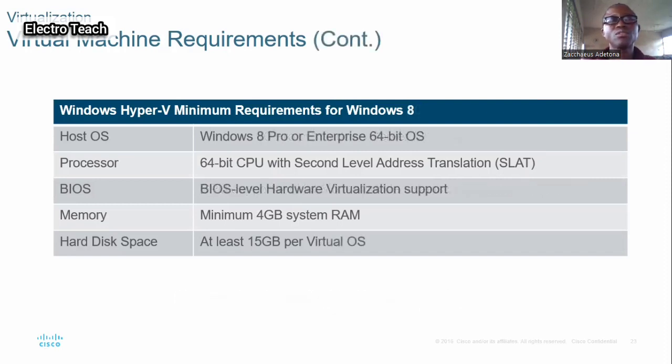Now the next one, virtual machine requirements for Windows 8, almost the same thing. The difference is that the host operating system should be Windows 8 Pro or Enterprise 64-bit operating system. The processor is the same as Windows 10, a 64-bit CPU with second level address translation slots. The BIOS must have BIOS-level hardware virtualization support. The memory, a minimum of 4 gigabytes of system RAM is needed. Then hard disk space, 15 gigabytes for each virtual machine. If you are running 3 virtual machines, you need at least 45 gigabytes of space reserved for that purpose.